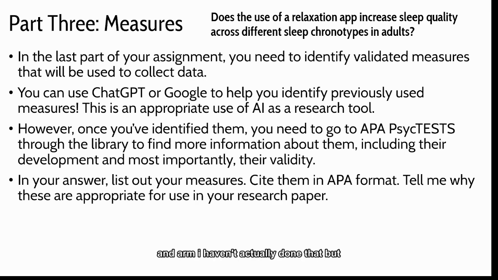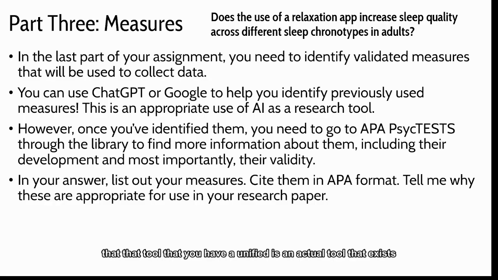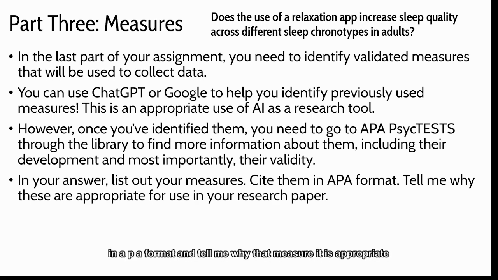And I haven't actually done that, but I would hope that one of the things that it would pop up with is the Pittsburgh Sleep Quality Index, which is what I would use in this particular research question right there. Now, using ChatGPT or Google to help you identify the tool is only one thing. You need to make sure that the tool you have identified is an actual tool that exists, and that, most importantly, it has had its validity checked and reviewed through research, because you're going to need to cite that measure in APA format and tell me why that measure is appropriate for use in your paper.